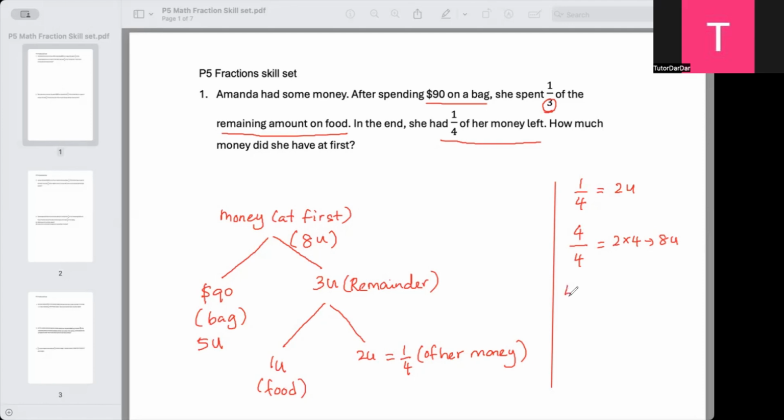So 5 unit, we can see 5 unit is $90. So 1U is 90 divided by 5, which will give you 18. So how much money did she have at first? So this 8 unit, the amount of 8 unit, 8U is going to be 18 times 8, which is equal to 144. So the money at first is going to be the answer, $144.